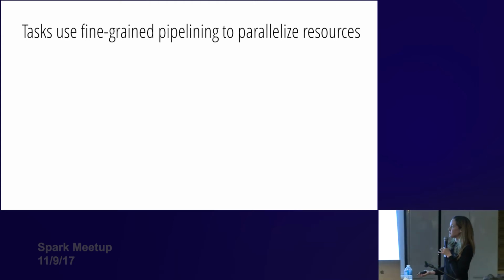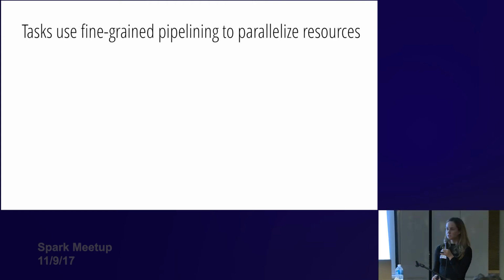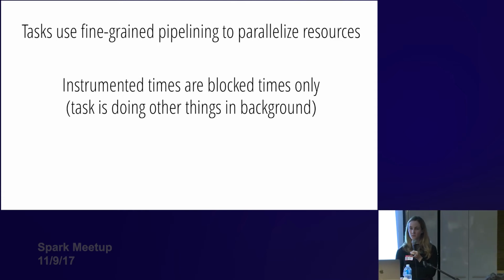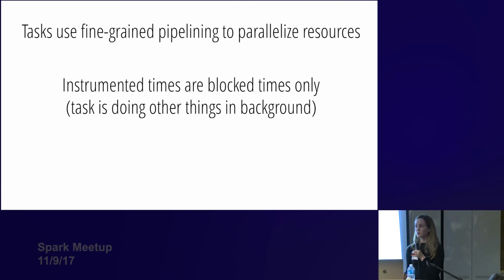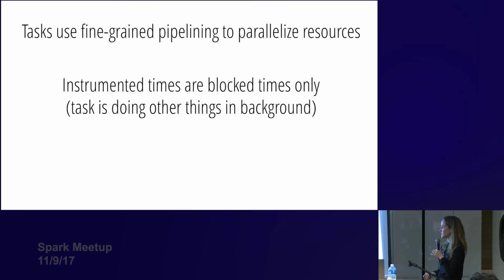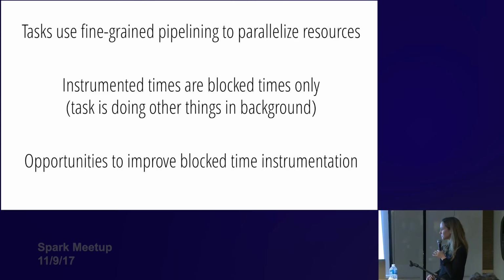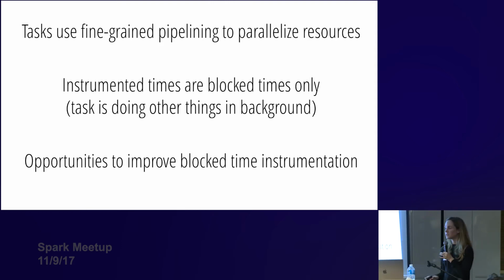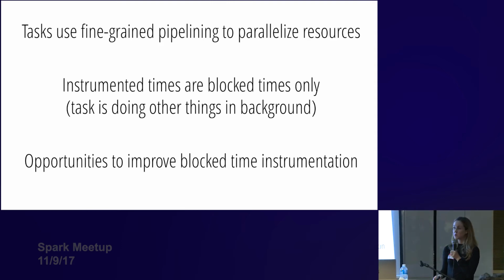Okay, so just to recap the state of the universe today, tasks use this fine-grained pipelining to do a bunch of different things at the same time. Spark has some instrumentation for this. It's all based on that main compute thread, so it's only measuring the time when the tasks are blocked waiting on something. And there are a bunch of opportunities to improve this. With not huge engineering effort, we could make these metrics much more useful to people, to help them understand if their I/O time is the thing that's actually dominating.